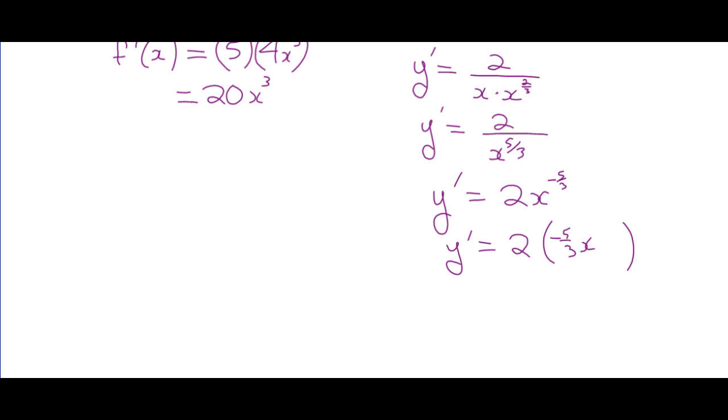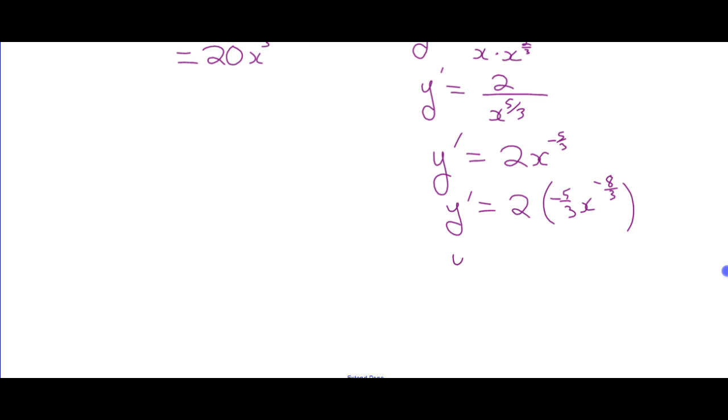To the negative 8/3. Yeah, at some point you're actually going to get reasonably good at manipulating thirds and halves. Okay, so that'll be negative 10/3 x to the negative 8/3. And unless this is multiple choice and you can sort of see that the answer is left in that form, then we're going to have to take it back into a radical form. And so, what's it going to be?